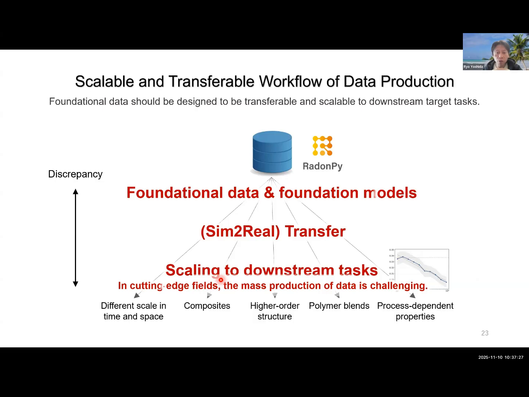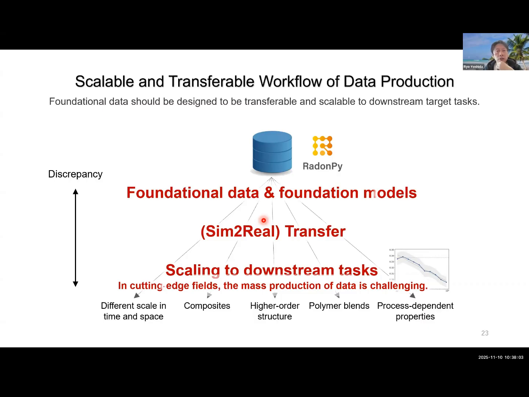Even if we introduce a high-throughput automated experimental system, our strategy is to create the foundational data and the foundation model. But there is a discrepancy between these two domains. So machine learning, especially sim-to-real transfer learning, is introduced to calibrate or fill the gap between these two domains.